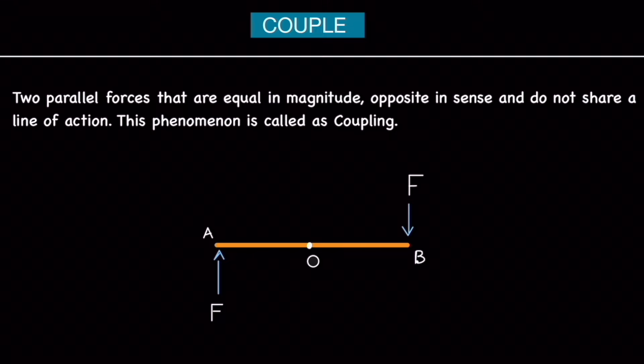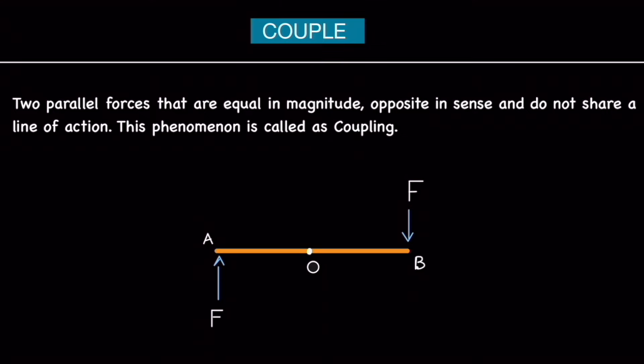As you see in this figure, we are taking a rod, and O is the fixed point of the rod. And at both corners A and B, I am applying a force of the same magnitude F. But both forces are applied in the opposite direction. From O to A, it is applied upward. From O to B, it is applied downward. So when this type of condition is present, it is said to be a couple. And this phenomenon is called coupling.